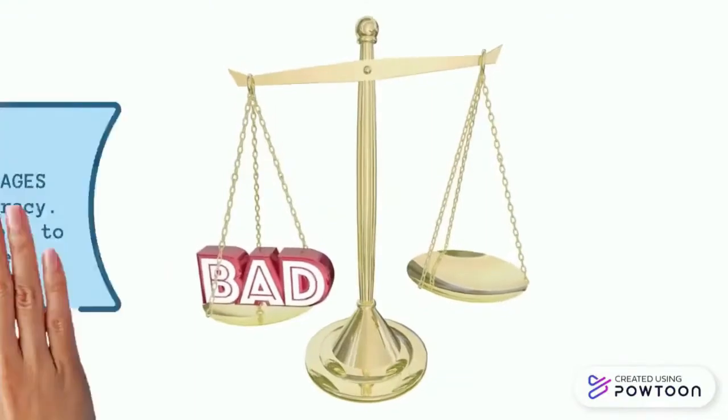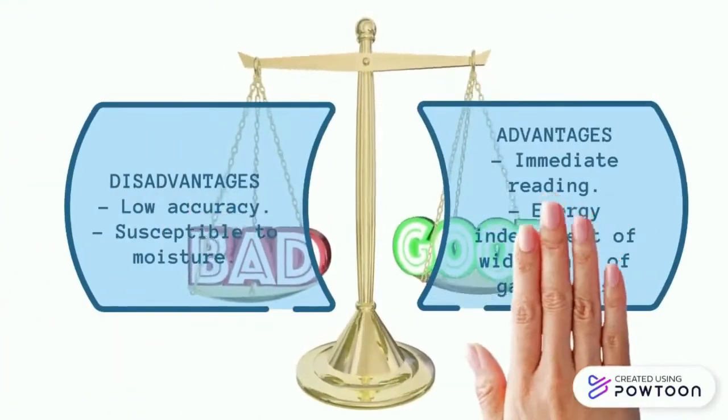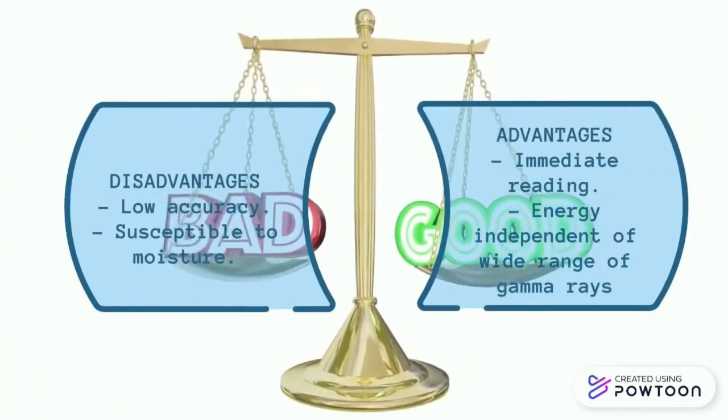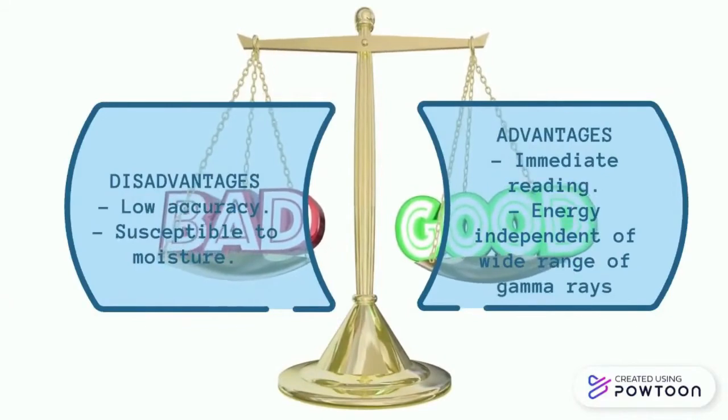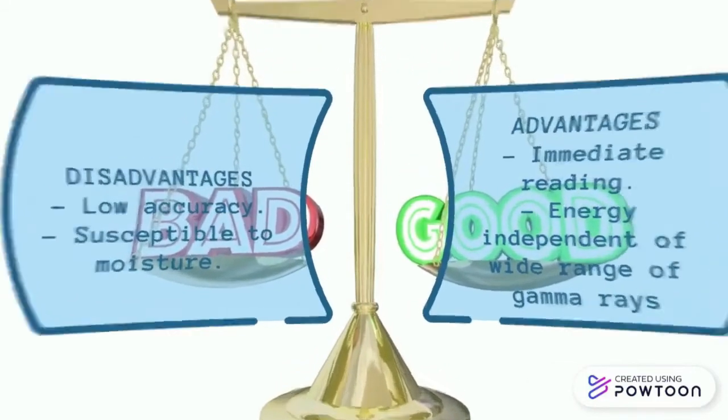Advantages of using this device are it is immediate reading and energy independent of a wide range of gamma rays. The disadvantage of QFE is its low accuracy and susceptibility to moisture.